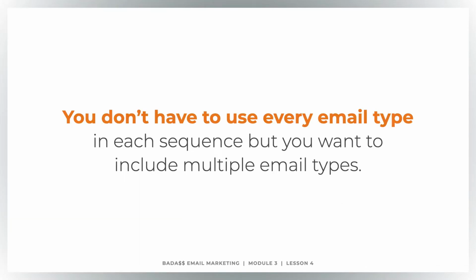Now, what I want you to understand is you don't have to use every email type in each sequence, but you will want to include multiple email types. So you're not going to send an email sequence that is nothing but objection busters, for example, or nothing but case studies. You're going to mix it up, but you don't have to use all 4 in every sequence. So let's talk a little bit more about each style of email.